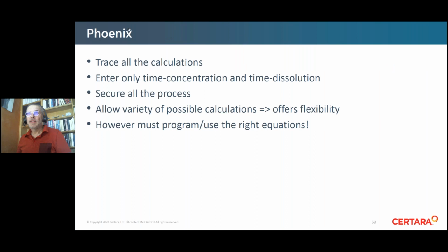So what is the interest in this case of Phoenix is that you can trace all the calculations, but you enter only once the time concentration, and you can secure all the process. And also you can have a lot of calculations. It offers a lot of flexibility. But of course, like in all the programs, you must use the right equation.